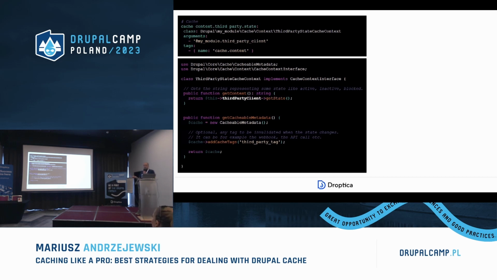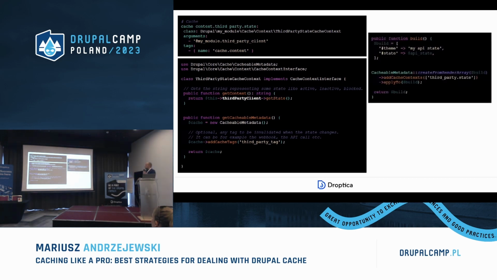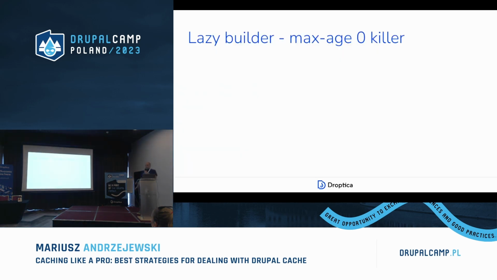So for example, we can imagine we have some sort of a webhook that is calling our endpoint, and whenever it calls our application, we can invalidate it. So Drupal will be aware that there was some sort of change of the context. And as I also said previously, we can easily apply it to our render array.